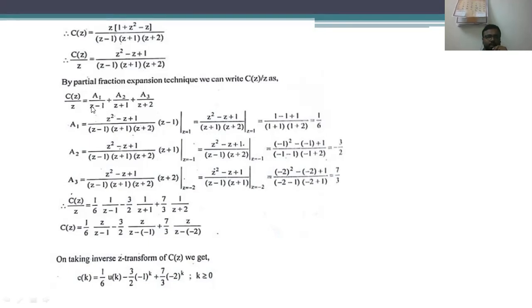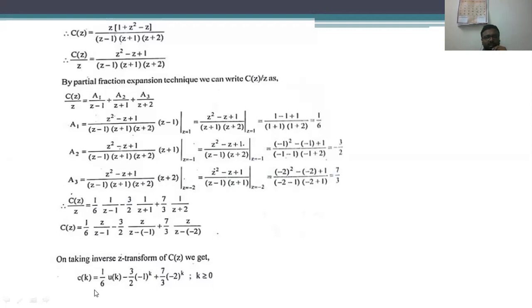That means we have expanded that particular equation with the partial fraction method as A1 by Z minus 1 plus A2 by Z plus 1 plus A3 divided by Z plus 2. So we have applied the partial fraction method for calculation of A1, A2, A3, and we have obtained the values of A1, A2, and A3. So we have just substituted those values in this C of Z divided by Z, and after that we have applied the inverse Z transform for this equation.